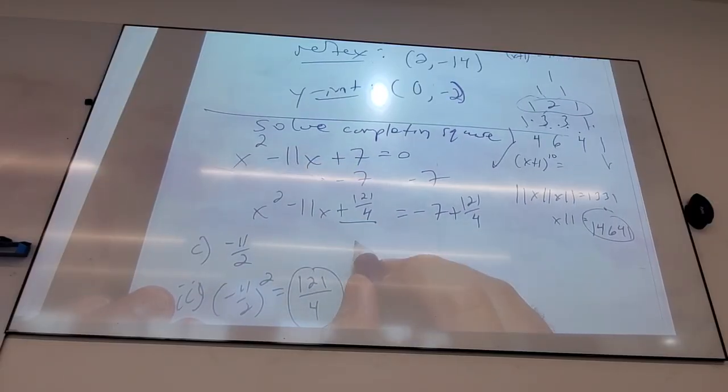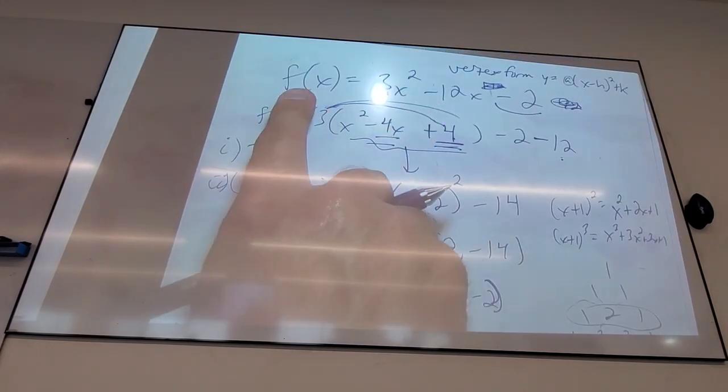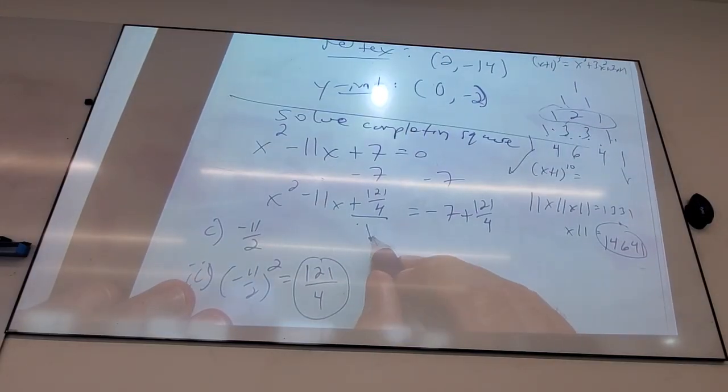What do you mean 2 sides? 2 sides of an equation. Oh, this is a function definition. I don't really have 2 sides. Okay. How do you factor this? Don't overthink it.